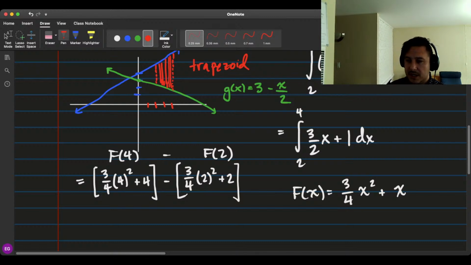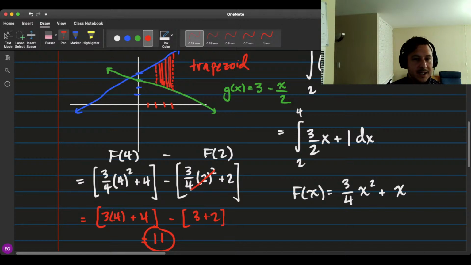Okay, so let's just quickly do this. So you get 3/4 of 16, which is going to be 3 times 4 plus 4. These two will cancel. So you'll get 3 plus 2. So you're going to get 12 plus 4 is 16. 16 minus 5 is 11. Boom. Apparently, that thing has 11 units of area. Which you could have figured out, there's a trapezoid area formula. But the fact is it works.